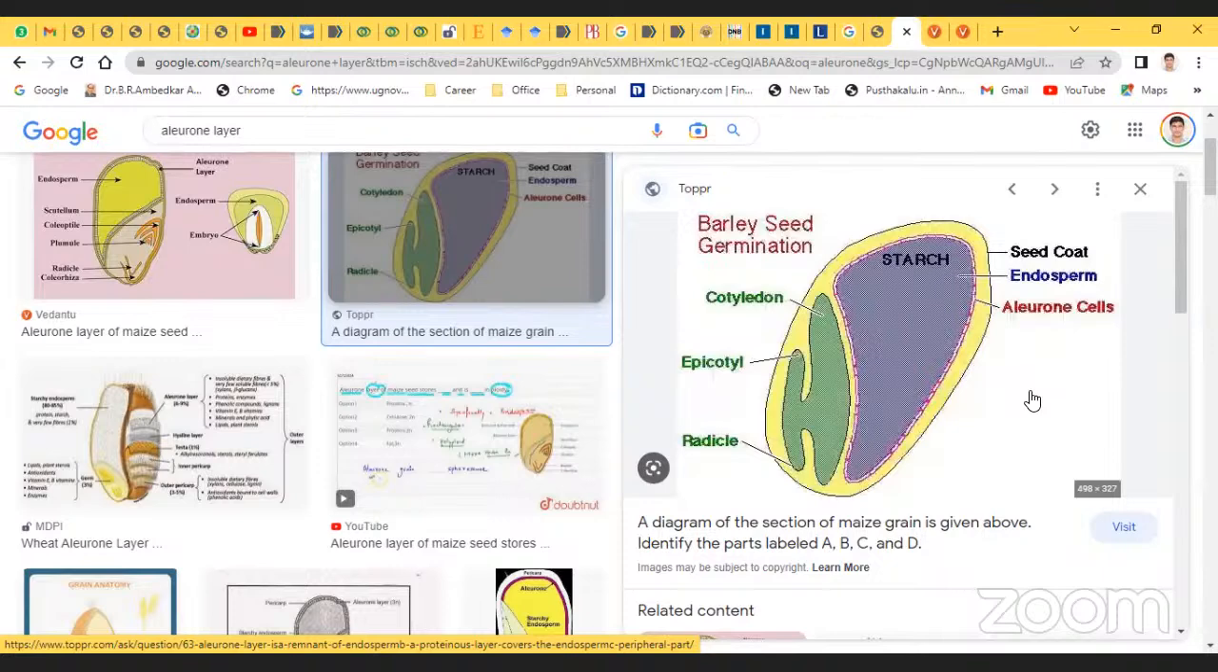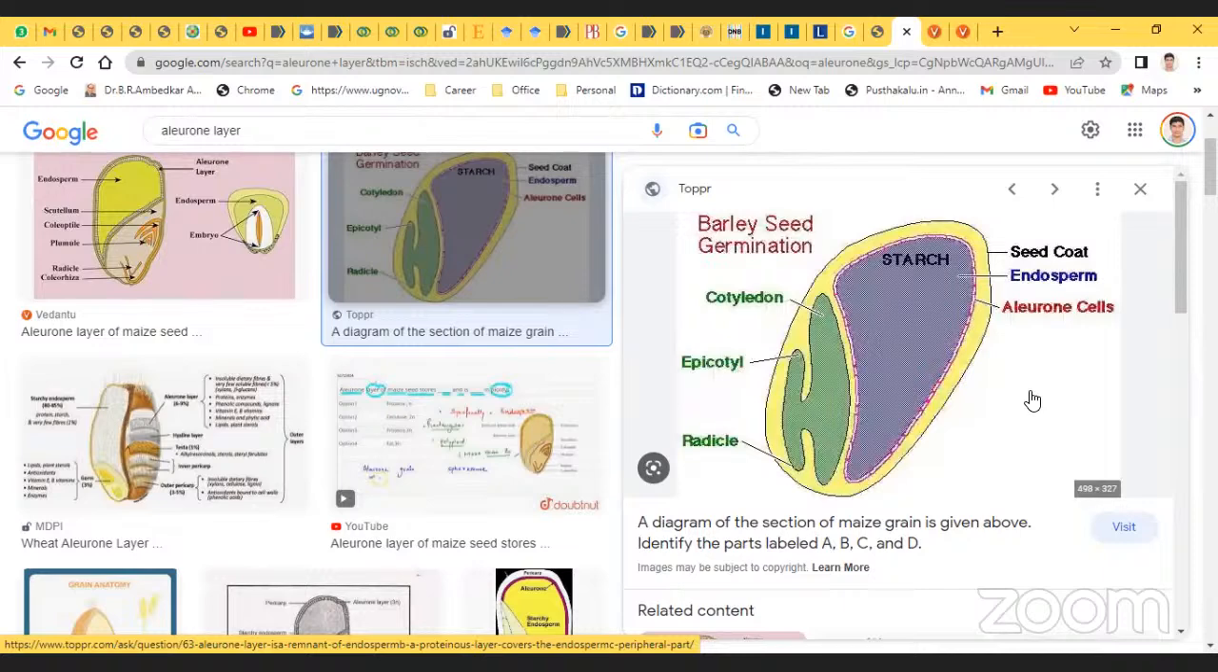Following a number of predetermined divisions, the zygote gives rise to an embryo. So the zygote gives rise to many divisions, mitosis divisions, so many divisions, and then finally results in the embryo. The development of embryo from the zygote is called what?